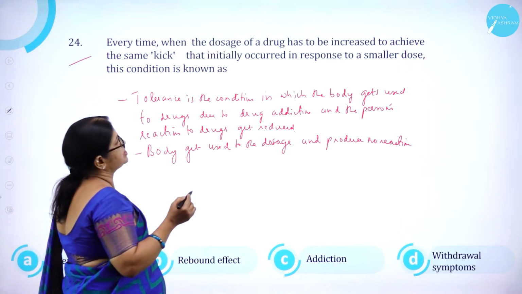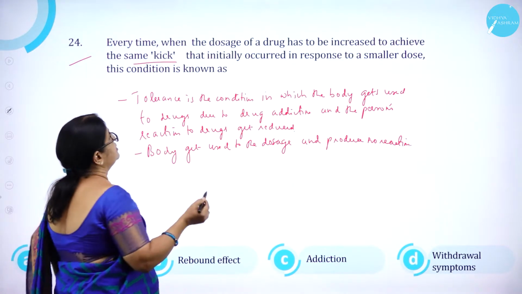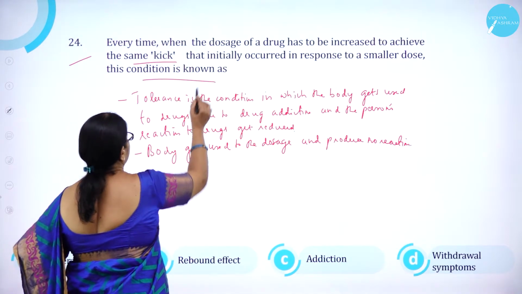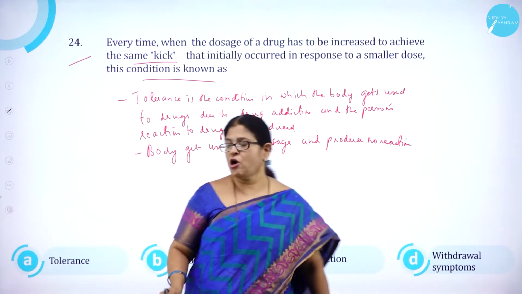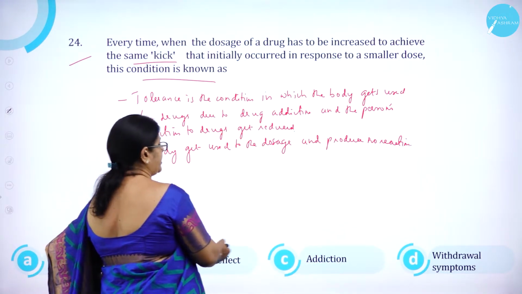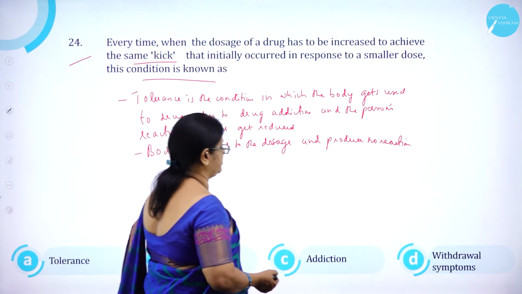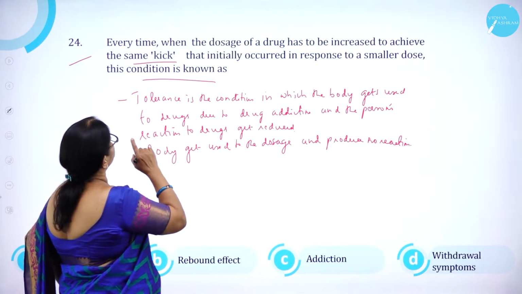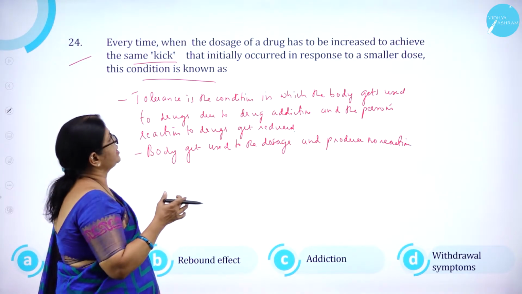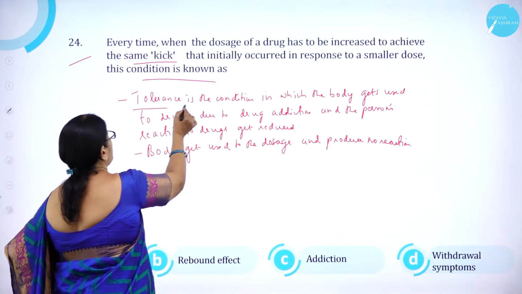Every time when the dosage of a drug has to be increased to achieve the same kick that initially occurred in response to a smaller dose, this condition is known as option A, tolerance, option B, rebound effect, option C, addiction, and option D, withdrawal symptoms. The answer is tolerance.